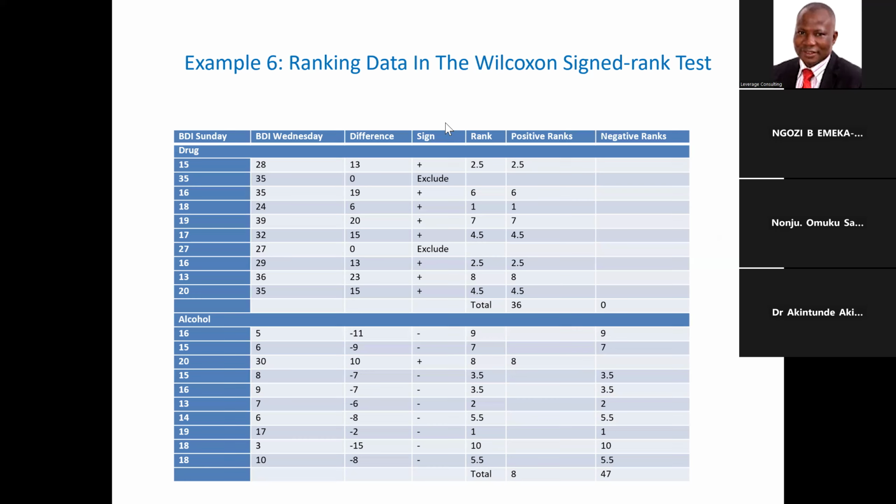So now you have to rank the difference. Rank the difference, forgetting about the type of sign they have. When you rank the difference, how many belong to the positive rank? For the drug, all of them belong to the positive rank. So when you add all the ranks together, they are all positive, 36. But the negative is 0. For alcohol, when you add the positive ranks, they are 8, and you add all the negative ranks, 47.